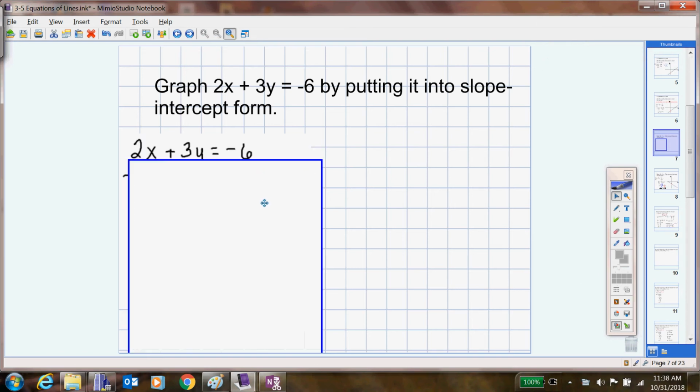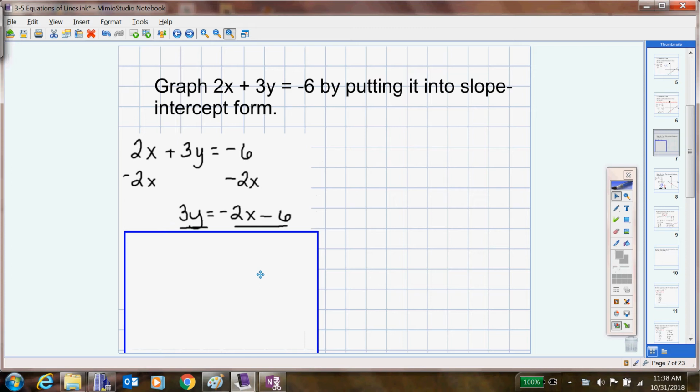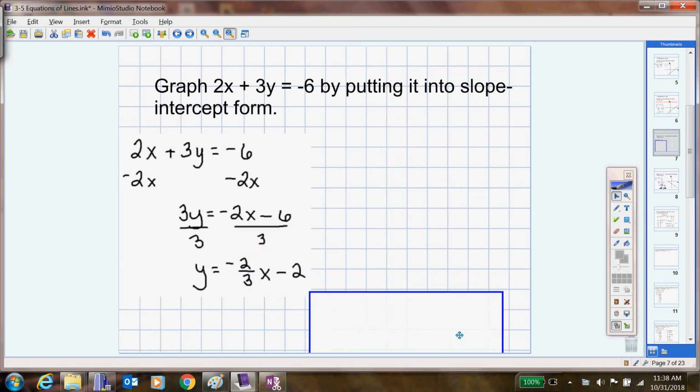Let's look and see what you got. So when you subtracted 2 from both sides and then you divided by 3 and you ended up with that, is this what everybody got? Yeah? So don't forget, we make a fraction. -2 over +3 is -2/3. -6 over 3 is -2. And then you want to graph it.